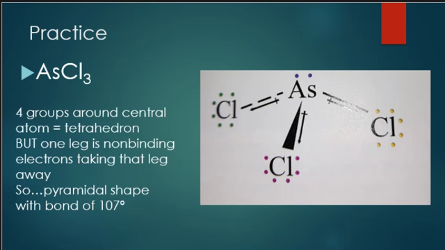So what's it going to do? It's going to push it down a little bit, and we're going to have pyramidal with a 107-degree angle. And furthermore, looking at them on the chart, that helps us with our polarity here.